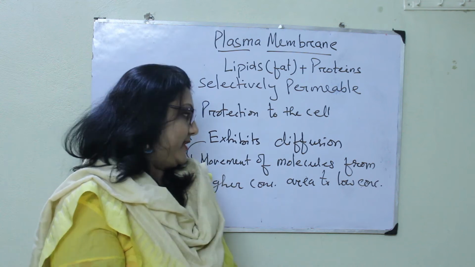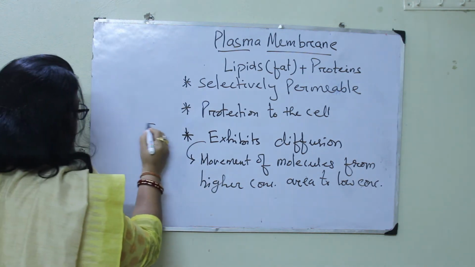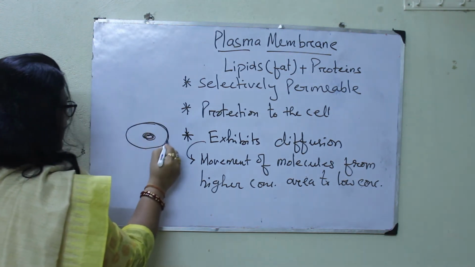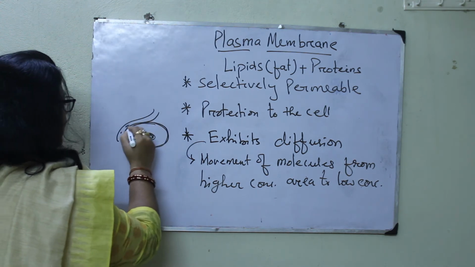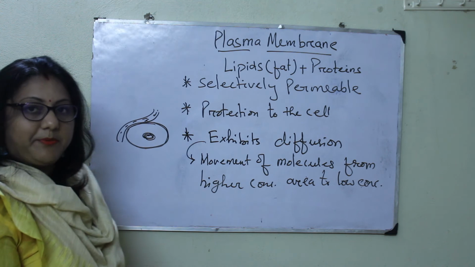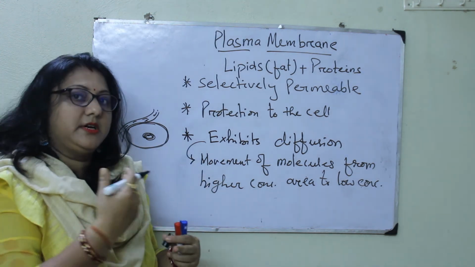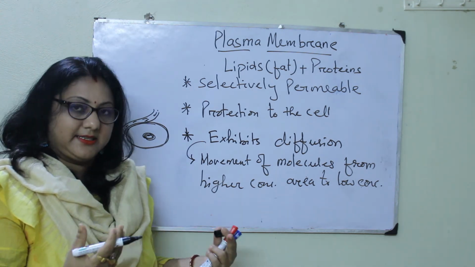Suppose, for example, I just draw a cell. Suppose this is a cell. This is the nucleus, this is the plasma membrane, and a tiny blood capillary runs here. So blood is flowing in this blood capillary. Clear? Just suppose we discuss the process of gaseous exchange, diffusion of gases.